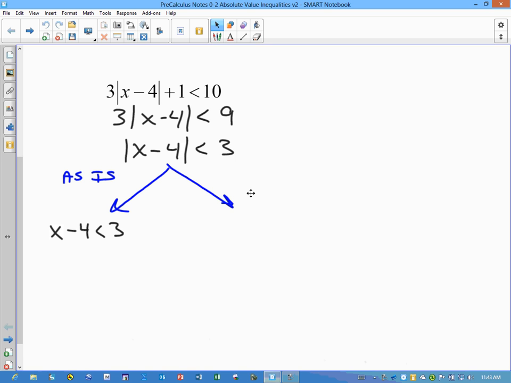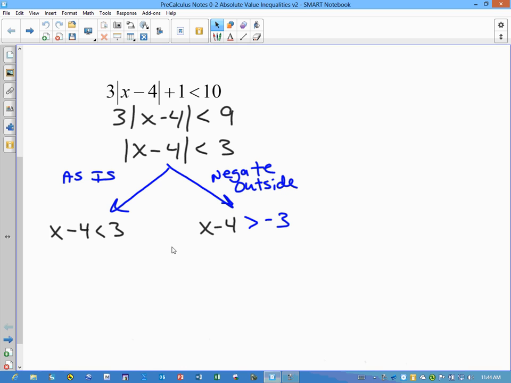And then the second case we refer to as negate the outside, because everything inside stays the same, but we take the negative of everything outside the absolute value sign. So x minus 4 is inside the absolute value, so that stays the same. But then the negative of, and that includes the inequality symbol, the negative of the less than would be greater than, and the negative 3 is negative 3. Make sure you switch your sign when you're taking the negative of the outside. Switch the direction of the symbol.